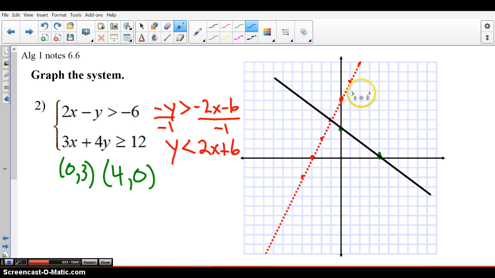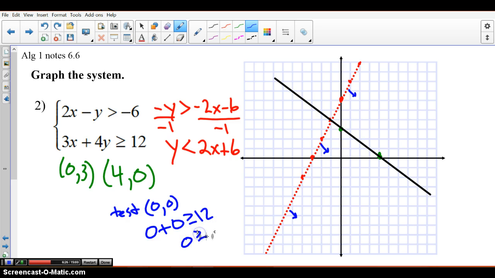The first line we said was y is less than, so that means I know the shading has to be below this line. The second line, we're in standard form, so what I want to do is test a point. I'm going to test 0, 0. Now I'm only worrying about the second inequality right now. 0 plus 0 greater than or equal to 12. 0 greater than 12. No, of course not.